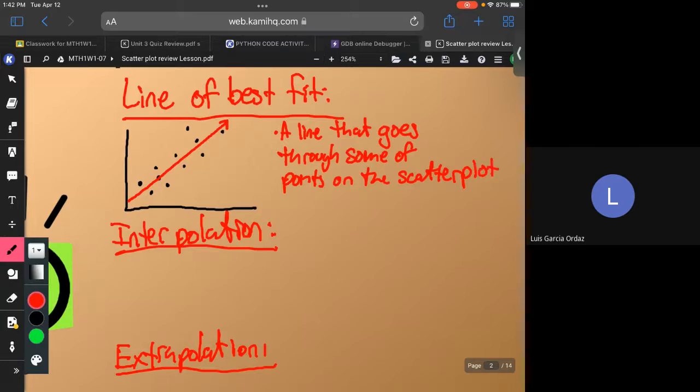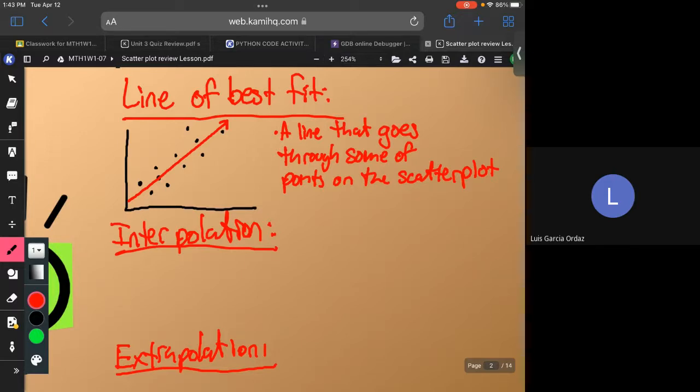As you can see here, the only point it went through was one of them, but everything else was pretty much of equal distance from that line of best fit. So is this line going up or down, this line of best fit? Up. So is it positive or negative correlation? It's positive correlation because there's a positive relationship between the points. They're all going up.